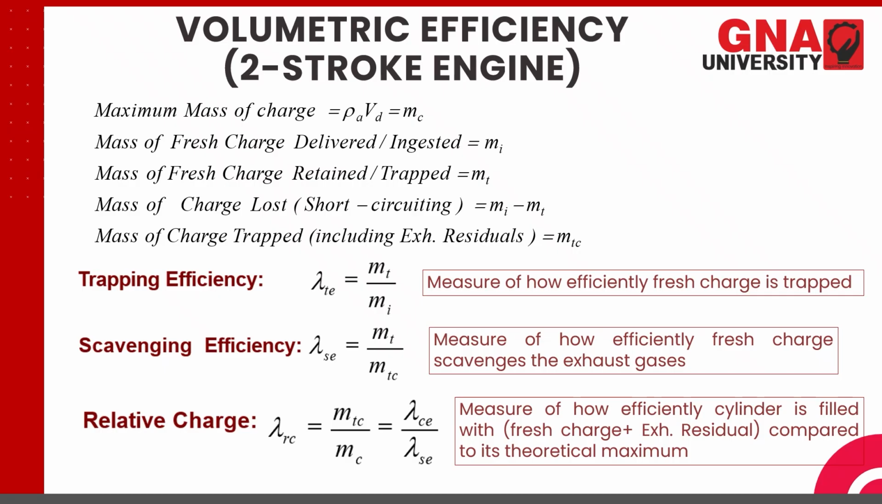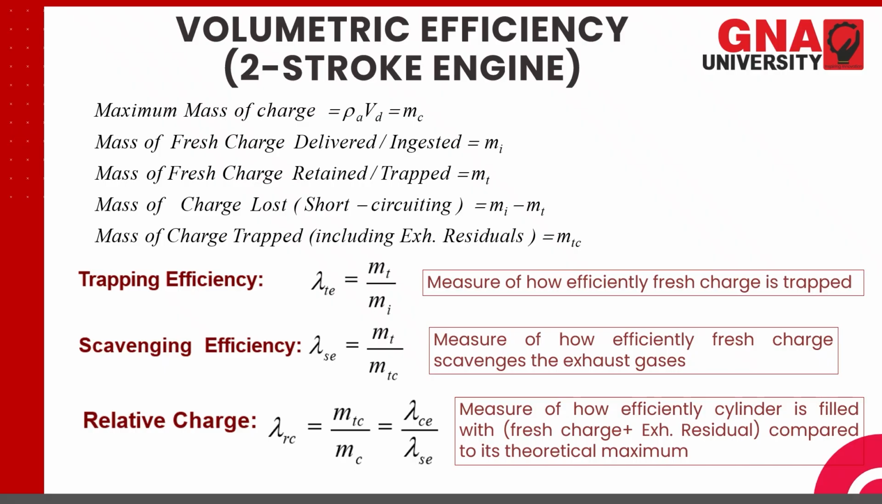Similarly, scavenging efficiency represents how efficiently fresh charge scavenges the exhaust gases. So here it is the ratio of charge which is trapped divided by the total charge. Total charge means the charge plus the exhaust gases, right? Some of the exhaust gases also remain inside. So hence this is the total charge, and the charge which is trapped is the numerator.